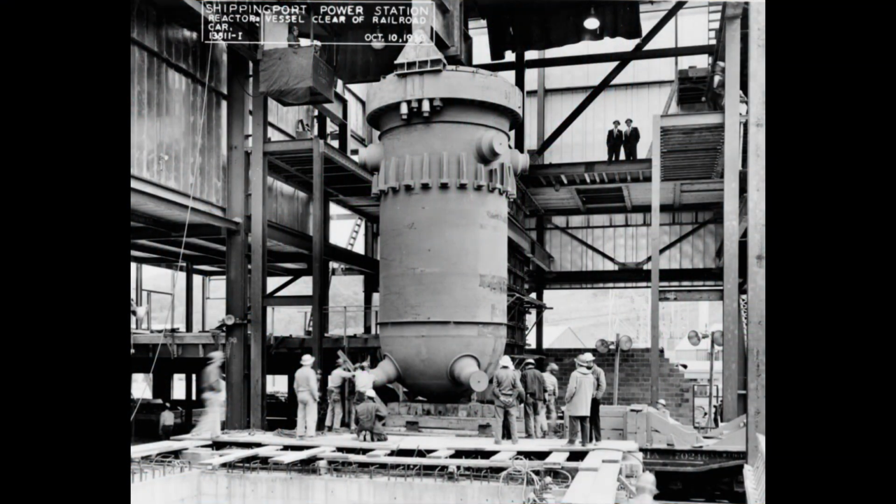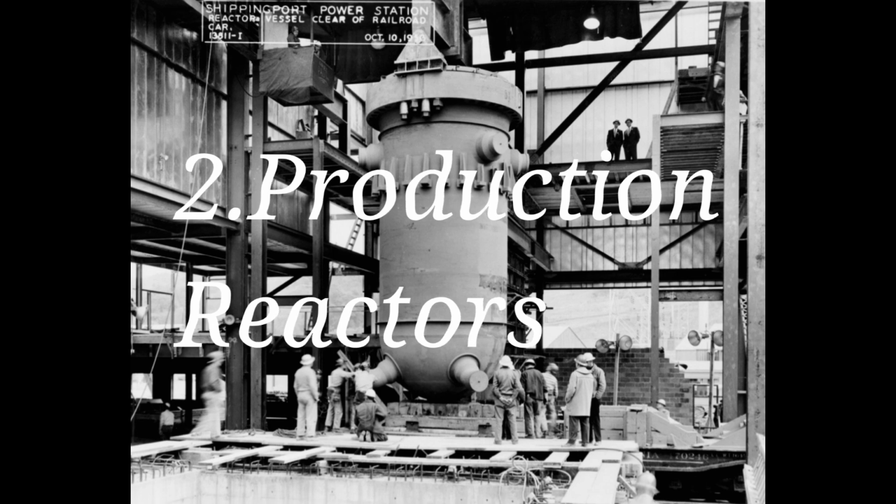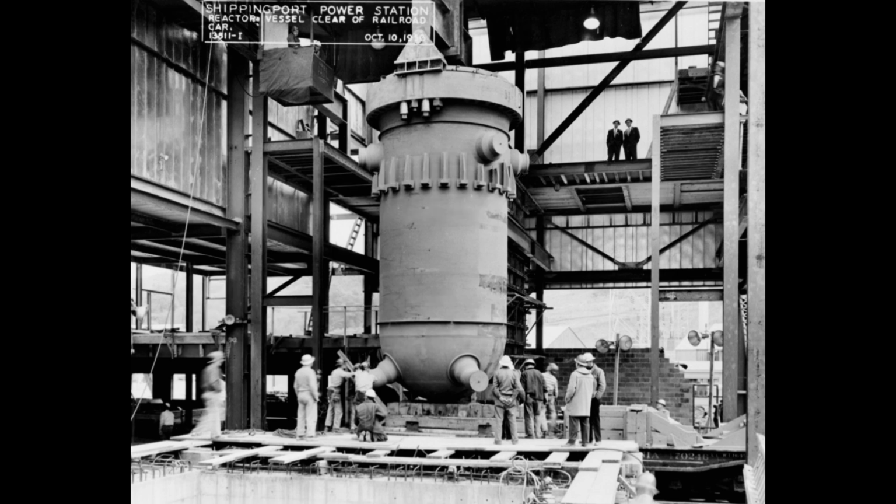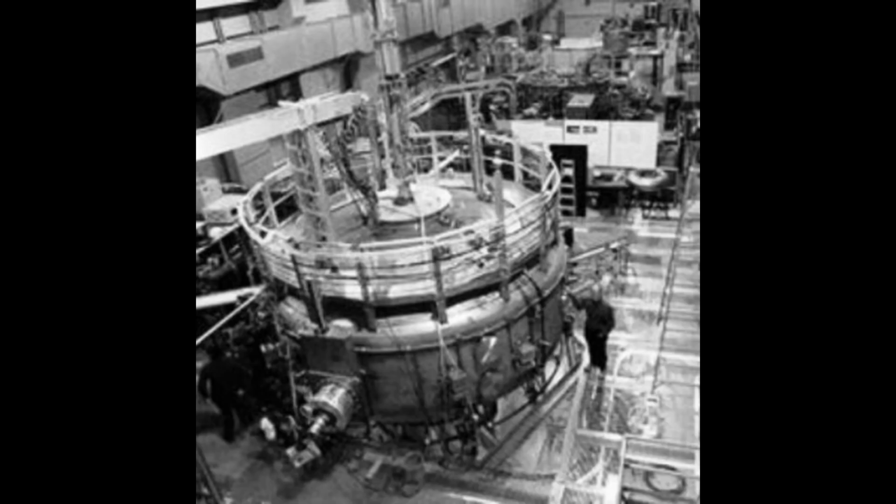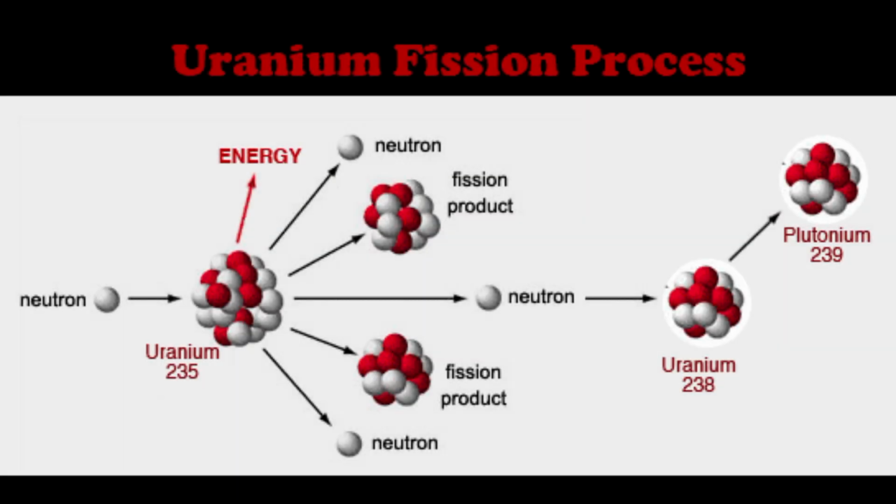The next type of nuclear reactor is the production reactor. This reactor has the main function of converting fertile material into fissile material. For example, uranium-238 is converted into fissile plutonium-239.